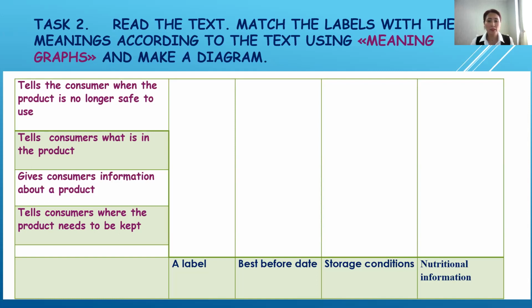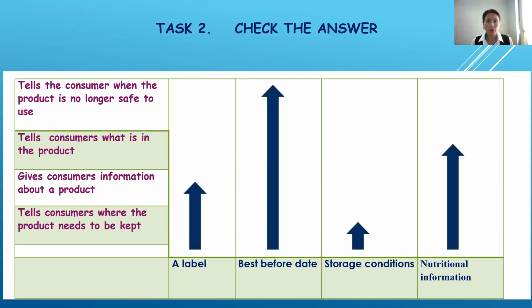Okay, excellent. Let's check your answers. A label. It gives consumers information about the product. Best before date tells the consumer when the product is no longer safe to use. Storage conditions tells consumers where the product needs to be kept. And the nutritional information, of course, tells consumers what is in the product. Excellent work.